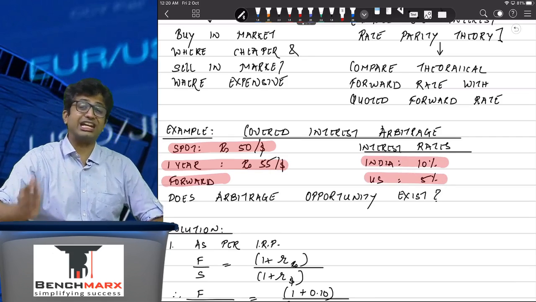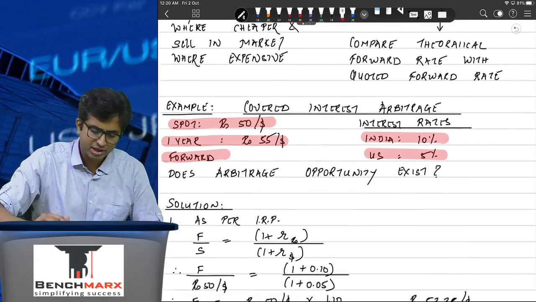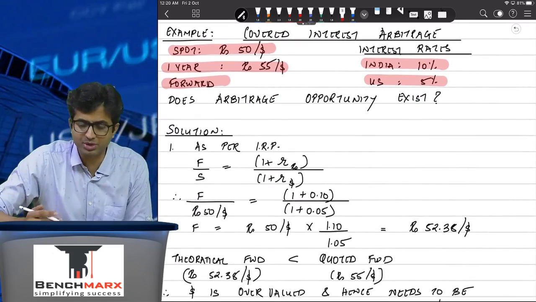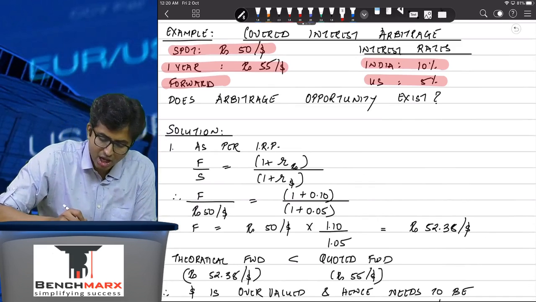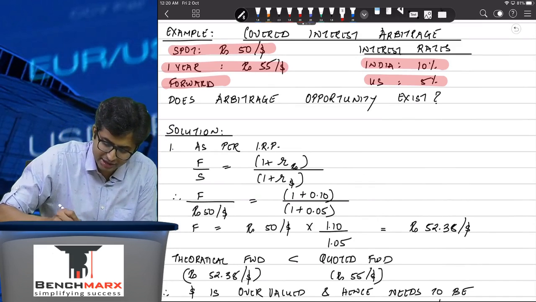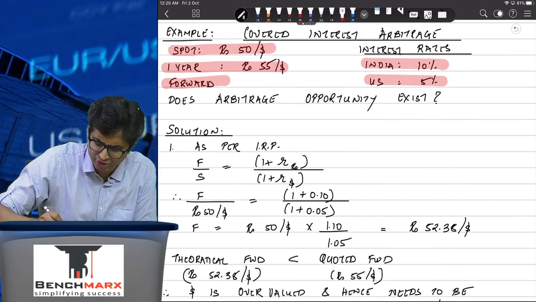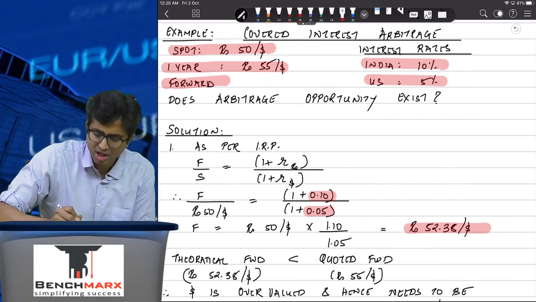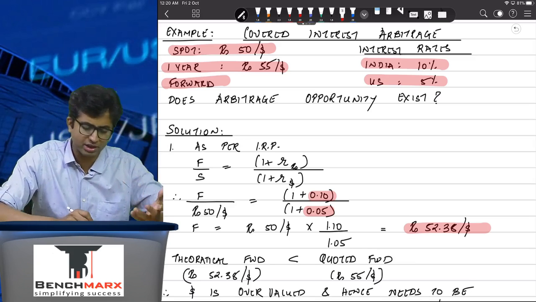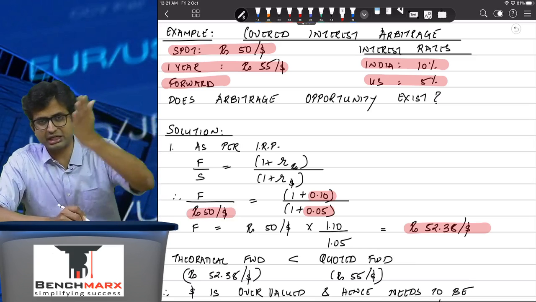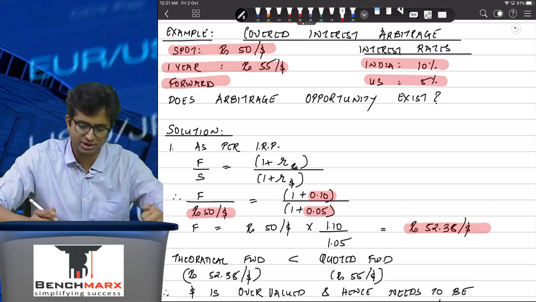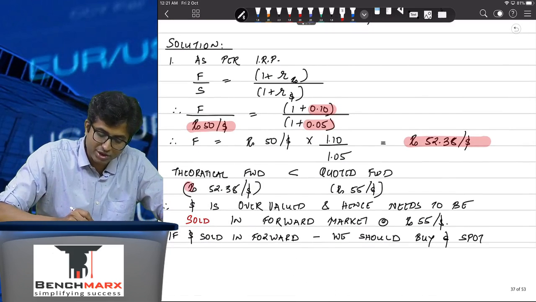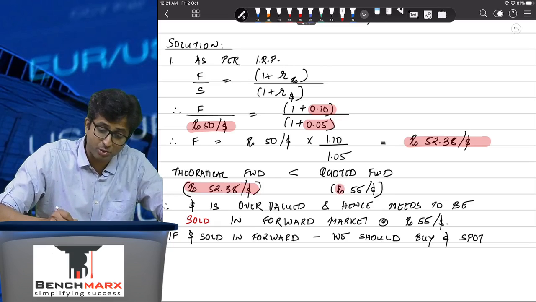So if I were to use the interest rate parity theory, then the 1 year theoretical forward should be, and this is a fairly easy calculation, you can refer to that: 10% India interest in the numerator and 5% US interest in the denominator. The rate is rupee per dollar, so the rupee interest will be in the numerator, dollar interest in the denominator, and you get 52.38. So the theoretical forward is rupees 52.38, but the actual forward is 55.